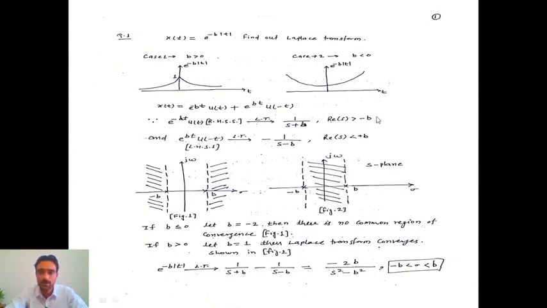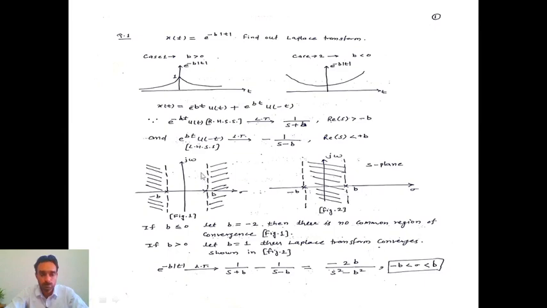Why is it greater than minus b? Because this is a right-sided signal. And e to the power bt u of minus t is equal to minus 1 upon s minus b, and the ROC is real part of s less than plus b. Why is it plus b? Because u of minus t is a left-sided signal, and whenever we solve any left-sided signal, the ROC must be less than the particular pole.